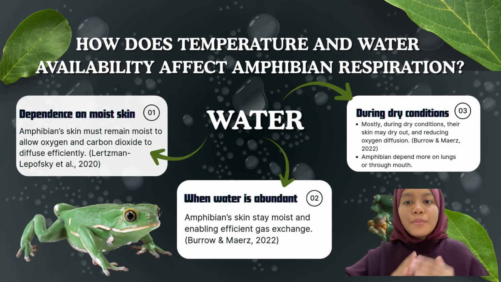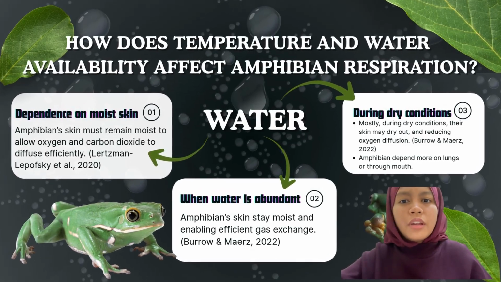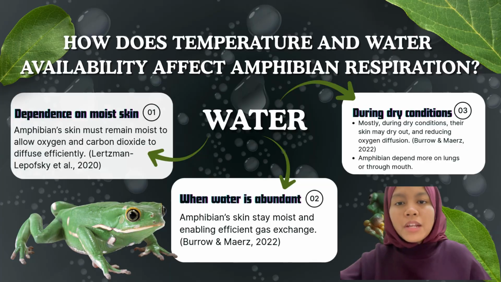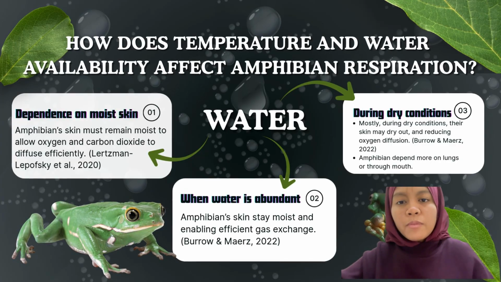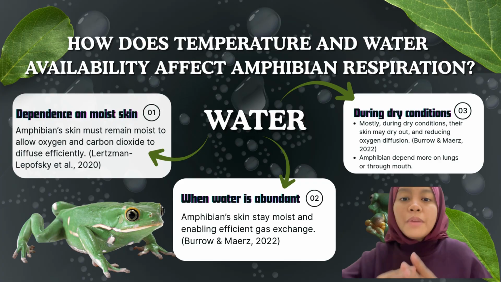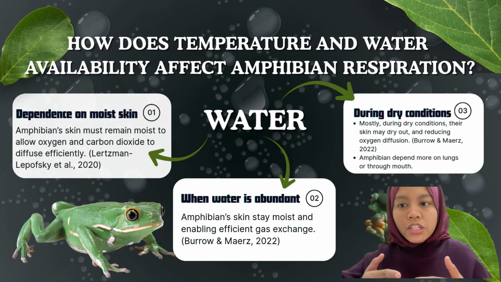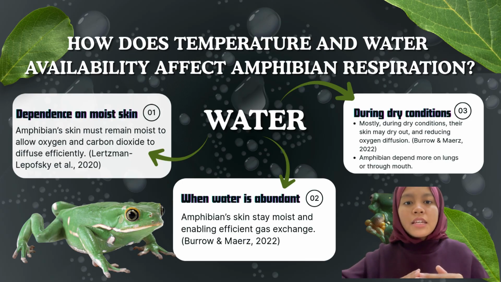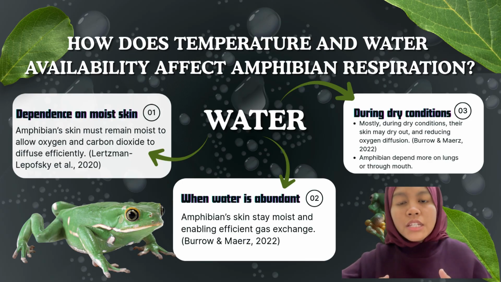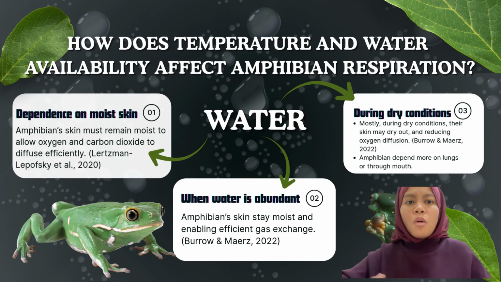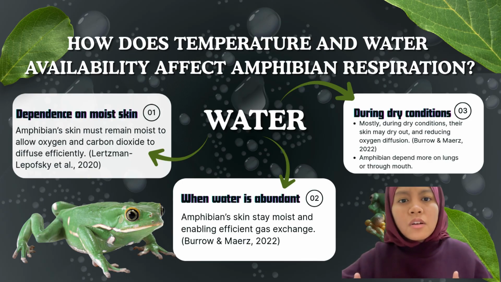Now, let's move to how water availability influences amphibian respiration. Amphibians are very unique because most of their gas exchange happens through their skin. This means their skin must stay moist for oxygen and carbon dioxide to diffuse efficiently. So, when we talk about water availability, we are actually talking about how well they can breathe.